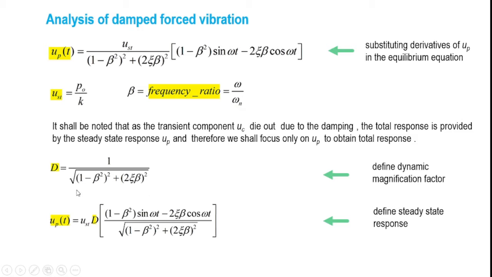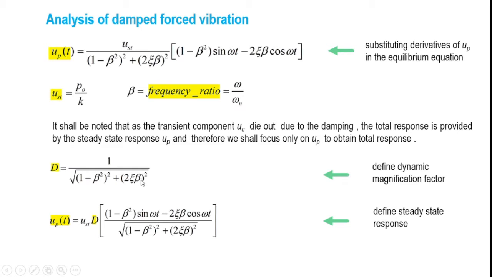So first we shall proceed to define a term capital D, and this capital D is defined as the dynamic magnification factor. Remember that in the case of forced vibrations, that is, the damped vibrations, the response is critically governed by two parameters. One is the frequency ratio beta, and the other one is the dynamic magnification factor capital D.